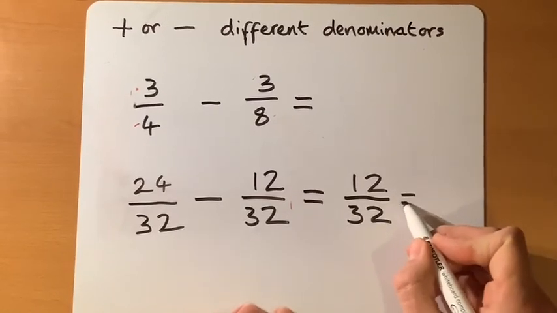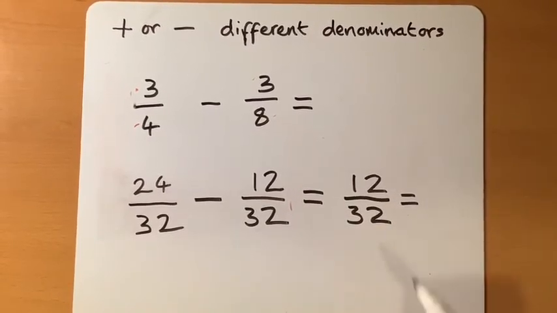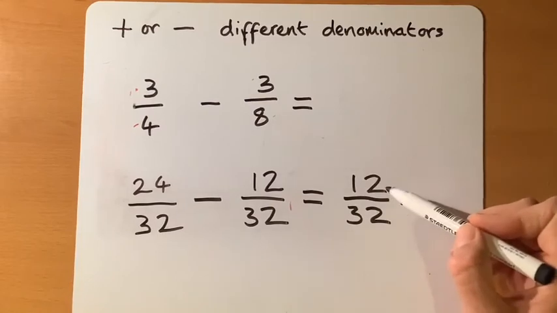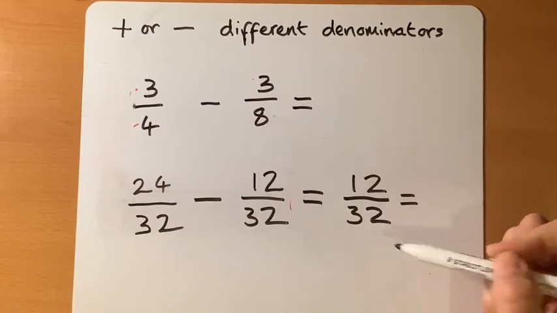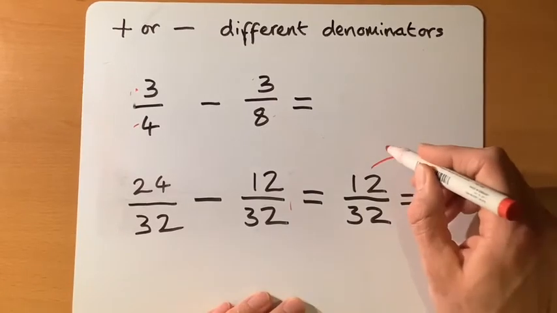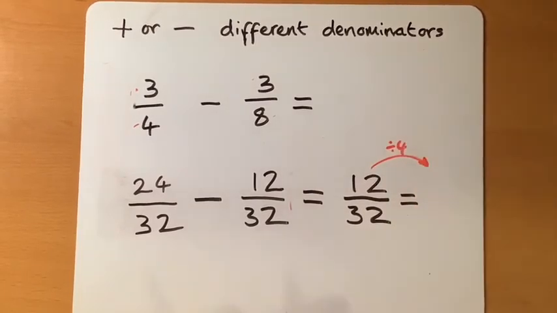You might be able to see you can simplify that. Is there a number, a times table that you'll come across that has 12 in it and 32? I can think of the 4 times table. Divide that 12 by 4. My answer is 3.